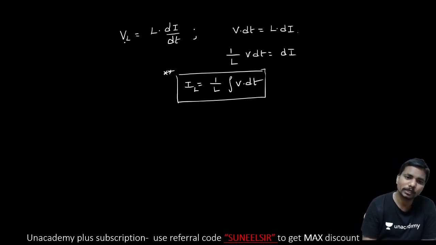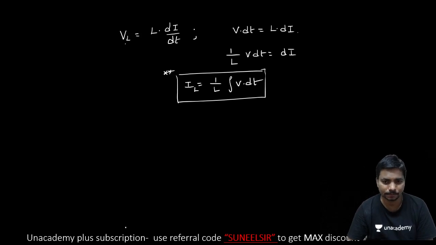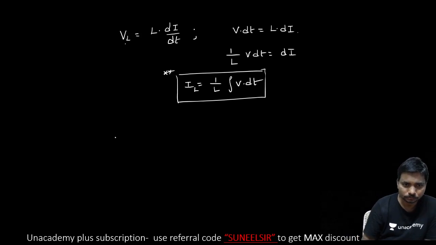So this is the voltage across the inductor, and this is the current through the inductor. These two formulas are very important, friends.